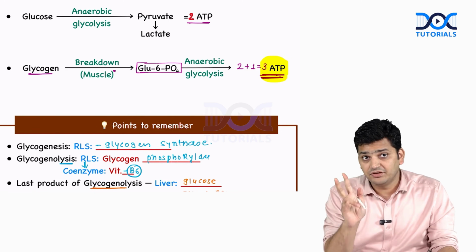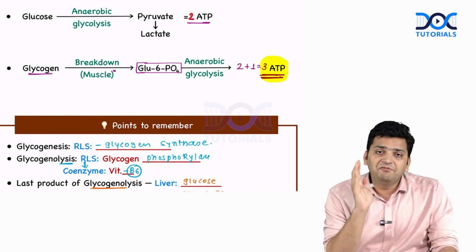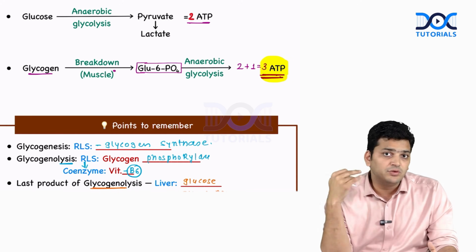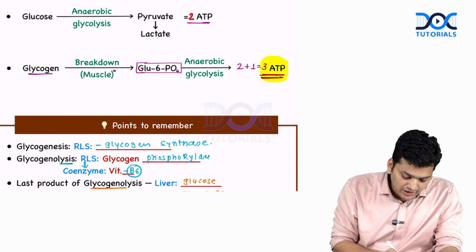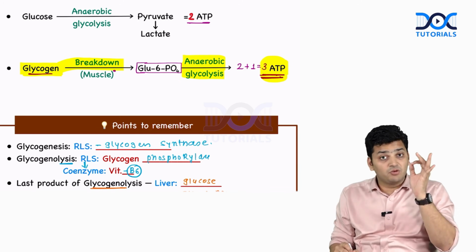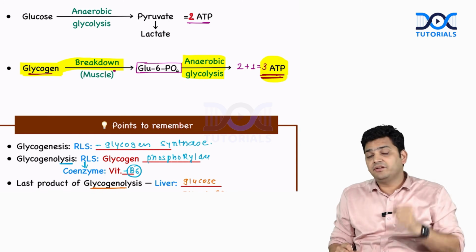3 ATP generation happens if you do the glycogen breakdown in the muscle and then you do the anaerobic glycolysis from the glycogen. If you are doing the breakdown, which is followed by anaerobic glycolysis, you are going to get 3 ATPs. This is the only one reaction where you generate 3 ATPs.